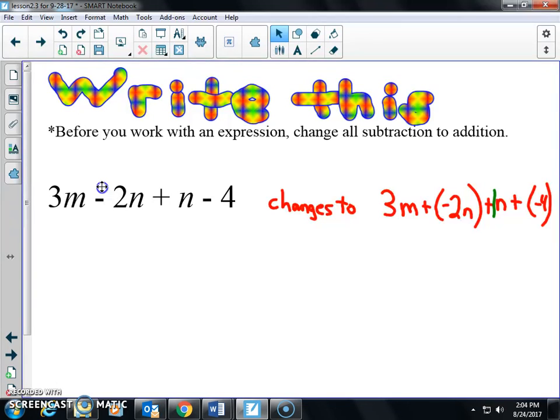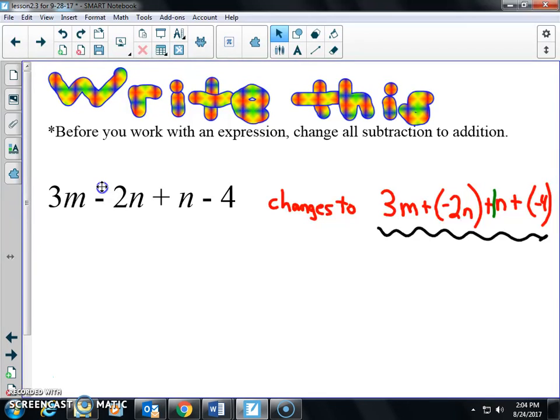Coefficients. Turn and tell your neighbor if there are any coefficients, and what are they? The coefficients I see are the 3 because it's attached to an m, negative 2 because it's attached to an n. Remember, in the first expression, the way it was written, you might say, oh, that's just a 2 attached to an n. But before we can work with the expressions, we have to turn them into addition. So that's why we say the coefficient is negative 2 on that n.